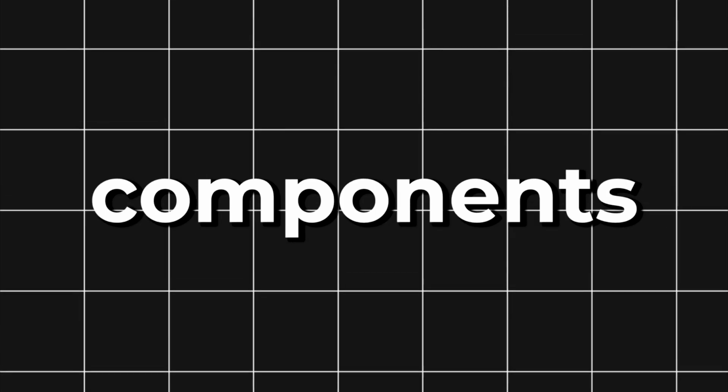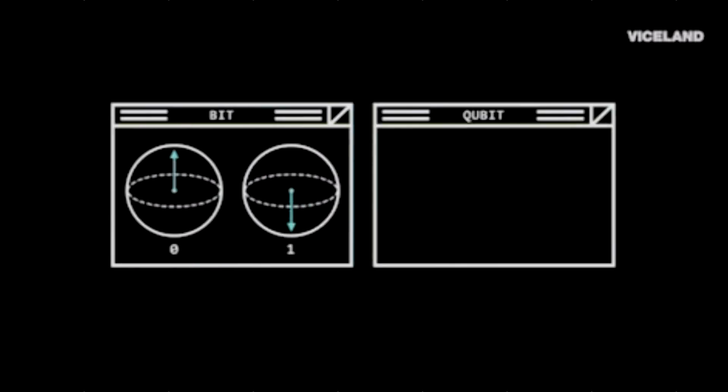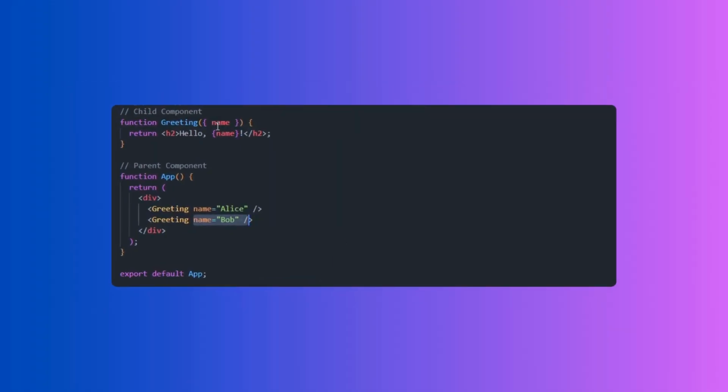But wait, how do components talk to each other? That's where props come in. Props are like the mail system for your app. They allow you to pass data from one component to another. For example, the greeting component is the child component and takes a name as a prop. The app component passes data Alice and Bob to the greeting component via the name prop. The greeting component dynamically displays the data it receives.